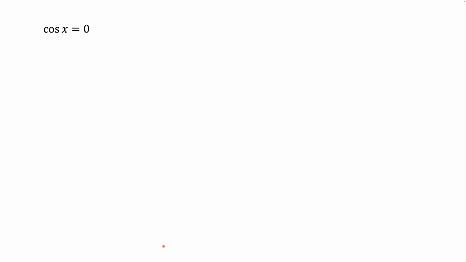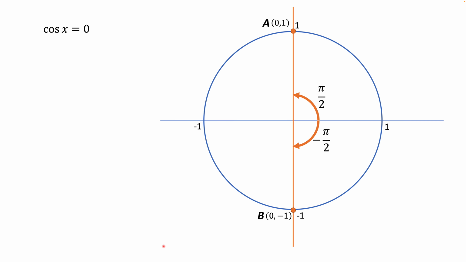All right, let's look at cosine x equals 0. Well, you can kind of think, am I not getting the same answer as sine x equals 1? Sine x equals 1, cosine x equals 0. Wouldn't I get the same thing? Well, let's look at it. Actually, cosine x equals 0 is not the same as sine x equals 1.